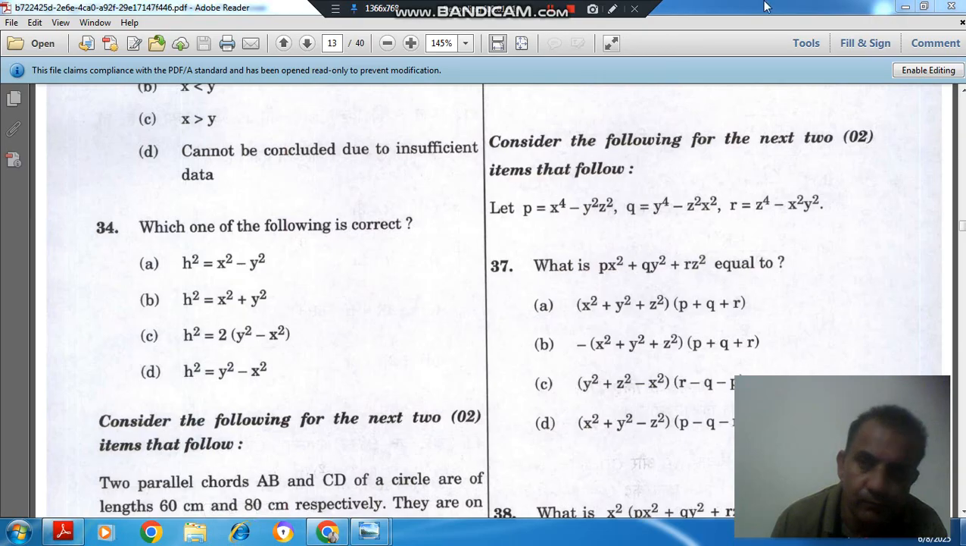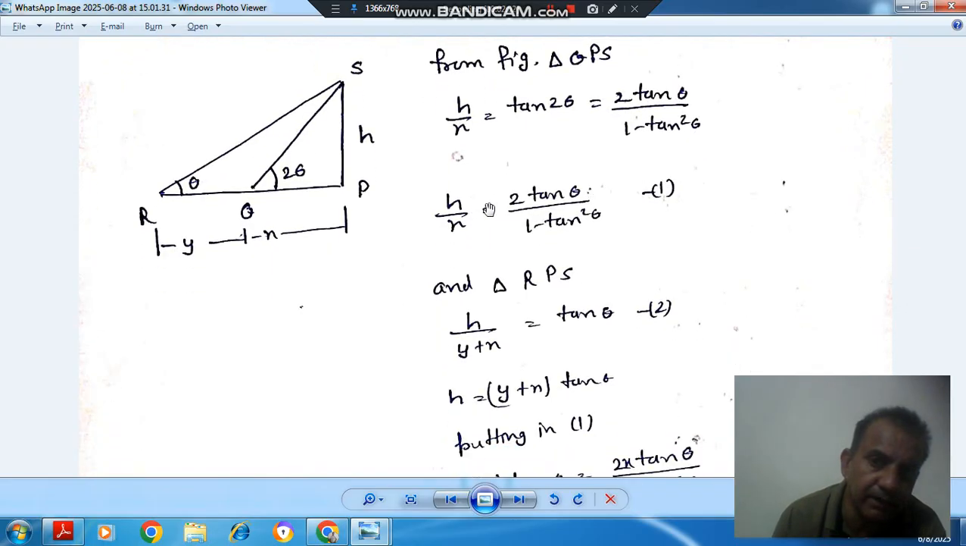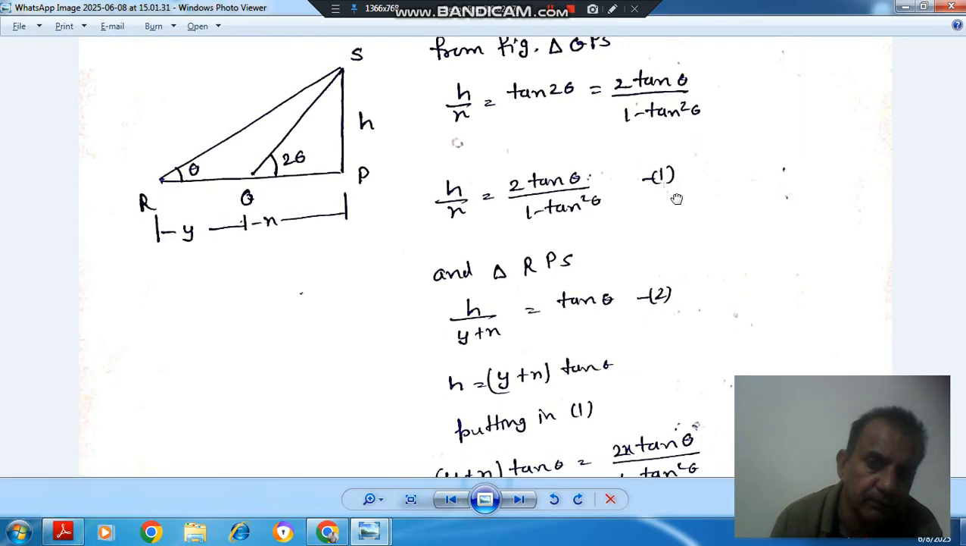So here, this is the given figure. R is at a distance y from Q and Q is at a distance x from P, and PS is your tower of height h. This angle is 2 theta and this angle is theta. So now from the triangle QPS, we have h by x is equal to tan 2θ. And the tan 2θ formula is given as 2 tan θ divided by 1 minus tan square θ. So it means h by x is equal to 2 tan θ divided by 1 minus tan square θ. So this is equation number 1.